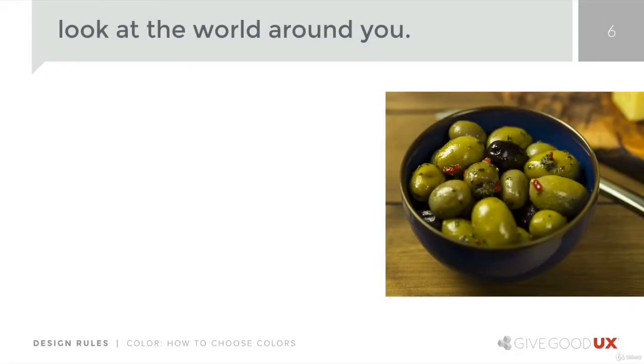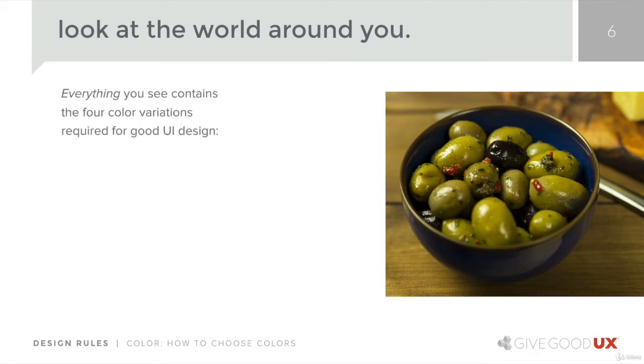The other way you choose color is you look at the world around you. There are color combinations in every image you see, whether it's a photograph on a screen or, I'm sitting in my office right now, all the things surrounding me. There are color combinations all over the place. Everything you see contains the 4 color variations that are required for good UI design, and here's what they are: shadows, midtones, highlights, and accents.